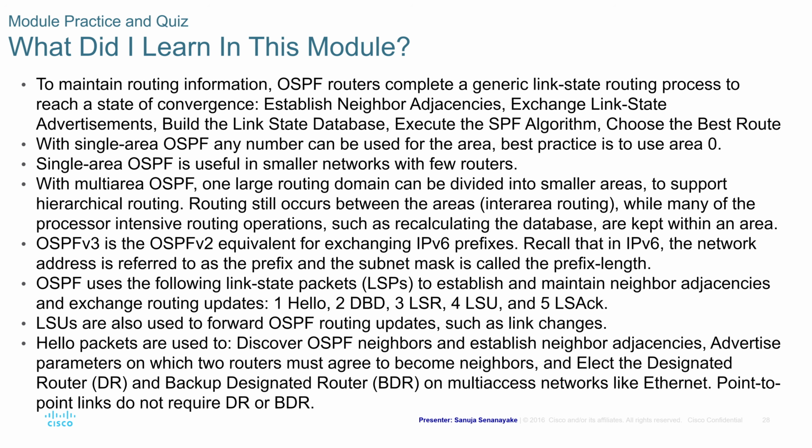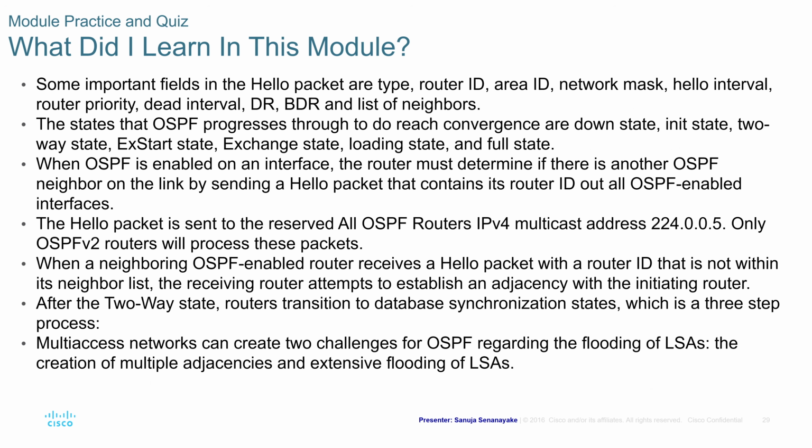Hello packets are used to discover OSPF neighbors and establish neighbor adjacencies, advertise parameters on which two routers must agree to become neighbors, and elect the designated router, also known as DR, and backup designated router, also known as BDR, on multi-access networks like Ethernet. Point-to-point links do not require DR or BDR. We also learned some important fields in the Hello packet: the router ID, area ID, network mask, hello interval, router priority, dead interval, DR, BDR, and list of neighbors.